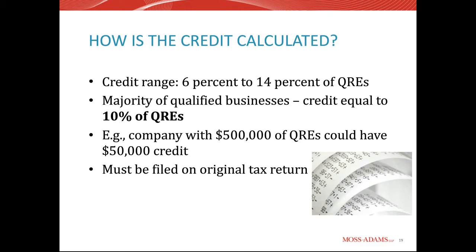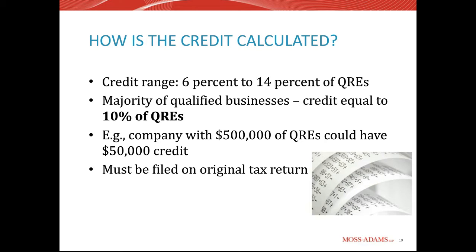So now that you know what expenses qualify, let's talk about how those expenses translate into an actual credit. What you'll want to do is add up all of those expenses that we highlighted on the last slide. And for most companies, the federal credit is going to be equal to about 10% of those expenses. So for example, if a company has $500,000 in qualified research expenses, you could have a credit of roughly $50,000.